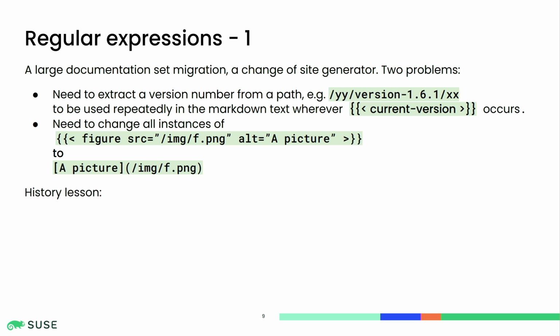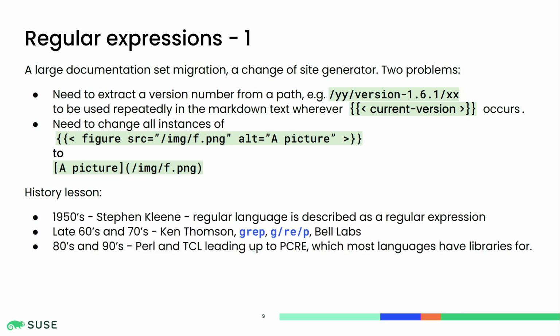So, a bit of a history lesson about regular expressions. From the 1950s, Stephen Kleene, a mathematician, came up with this idea of a regular language, and a regular language is described by a regular expression. In the late 60s and 70s, it was further developed by Ken Thompson, who worked at Bell Labs, and you may remember his name. Along with Dennis Ritchie, he's the inventor of Unix, from which comes Linux, and we're all working on that today. In the 80s and 90s, Perl and TCL, leading up to Perl compatible regular expressions, which most languages have libraries for.